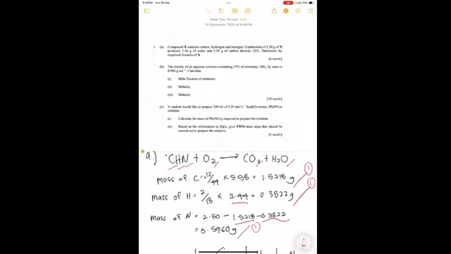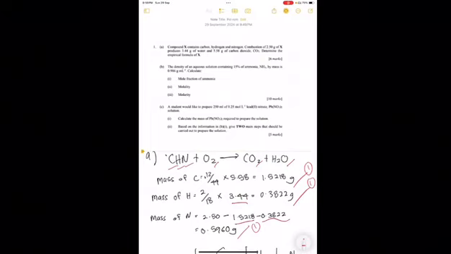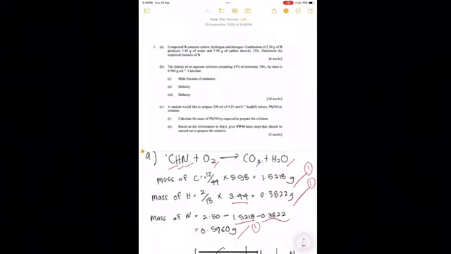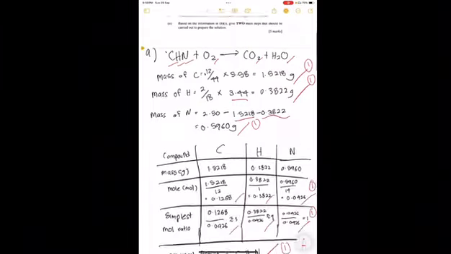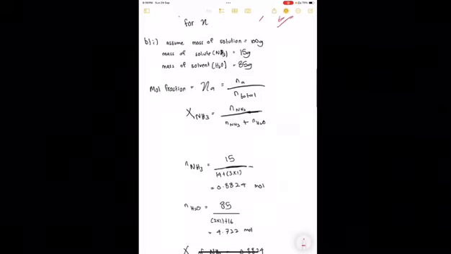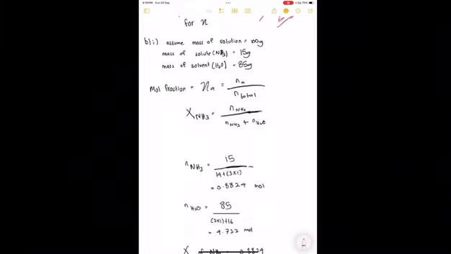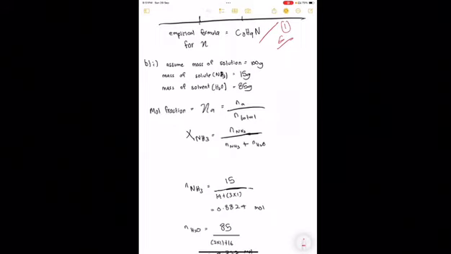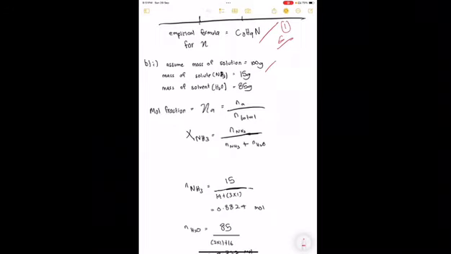Okay, so for question B, the density of an aqueous solution containing 50% of ammonia, NH3, by mass is 0.986 gram ml^-1. Calculate the mole fraction of ammonia. Okay, so as we look in the question, it didn't state the mass of the solution. So we need to assume the mass of the solution is 100 kg. So we will get 1 mark over here.